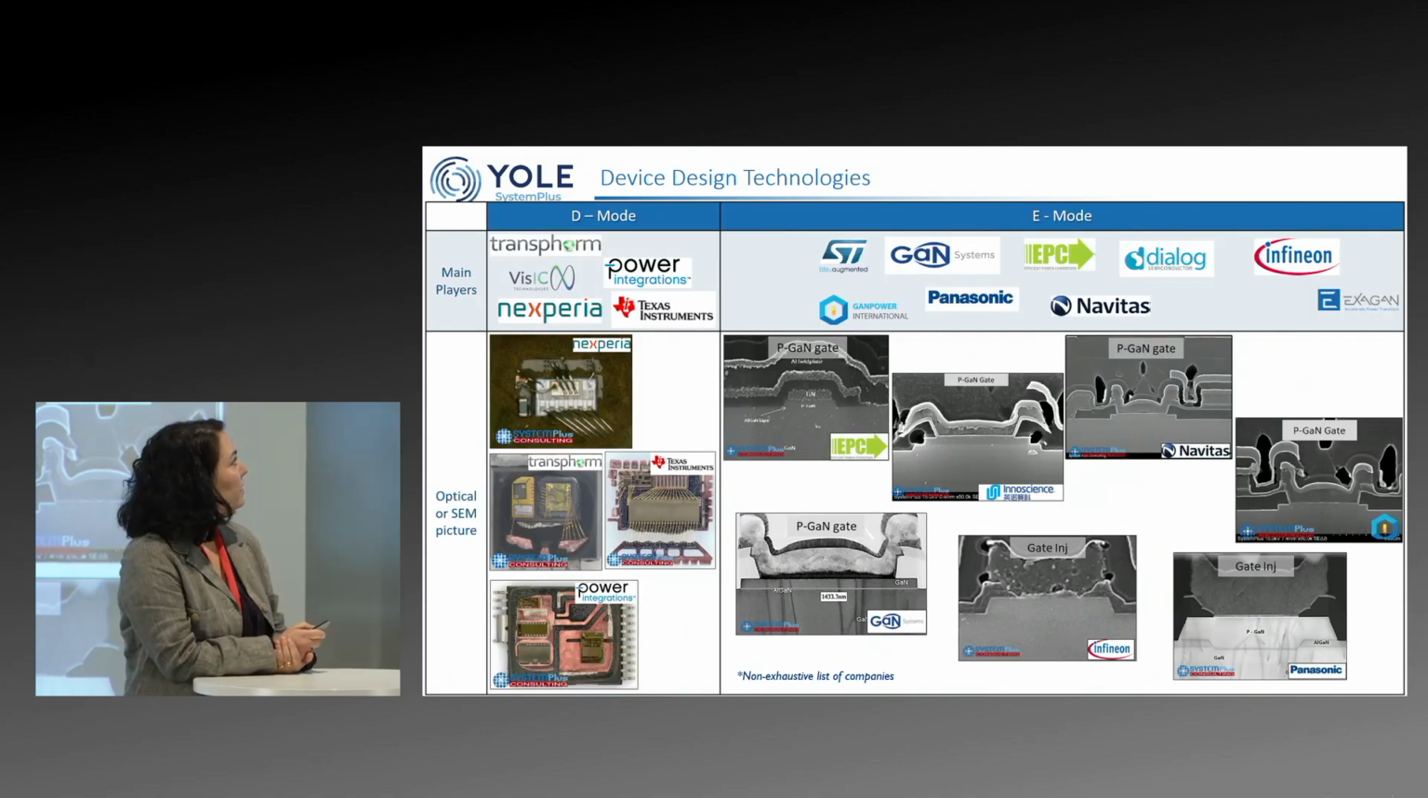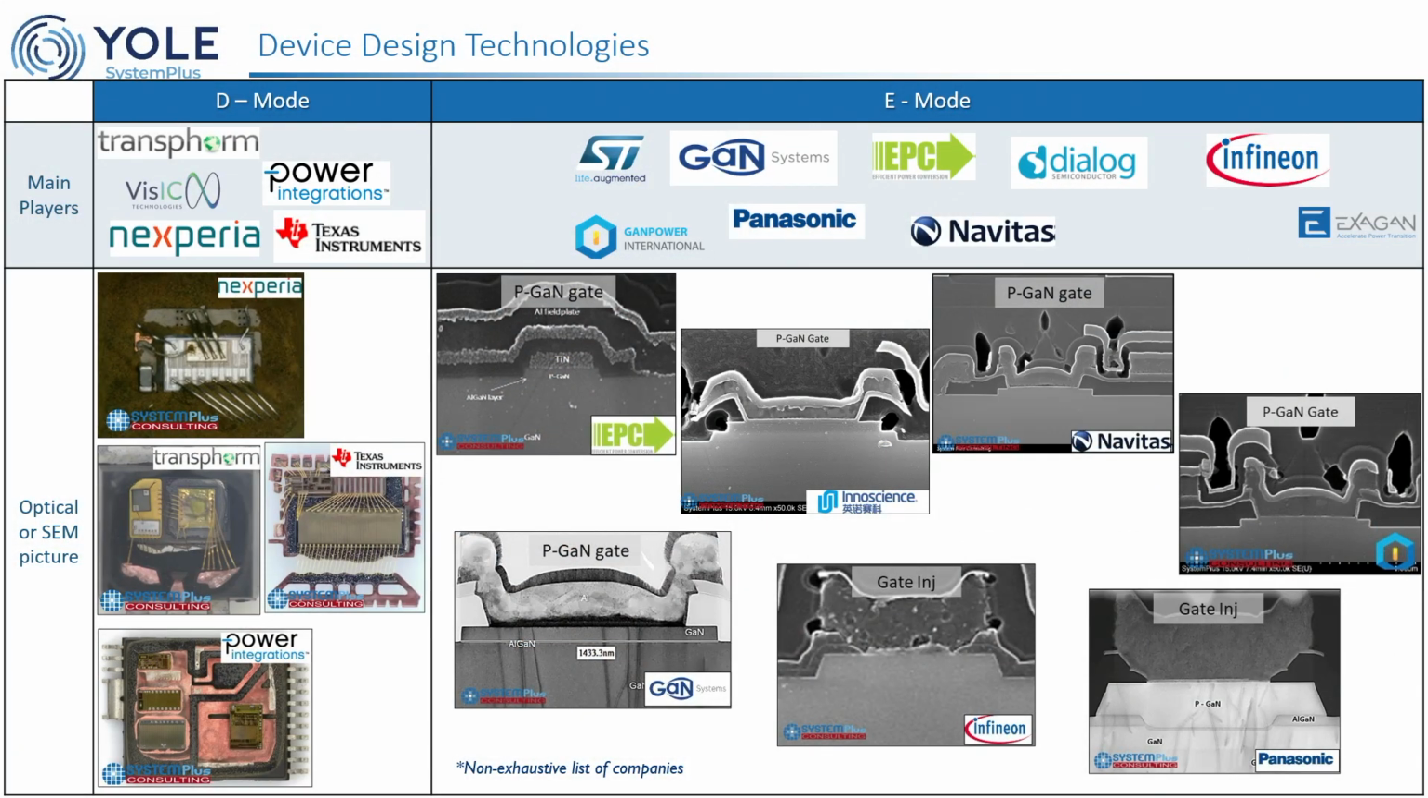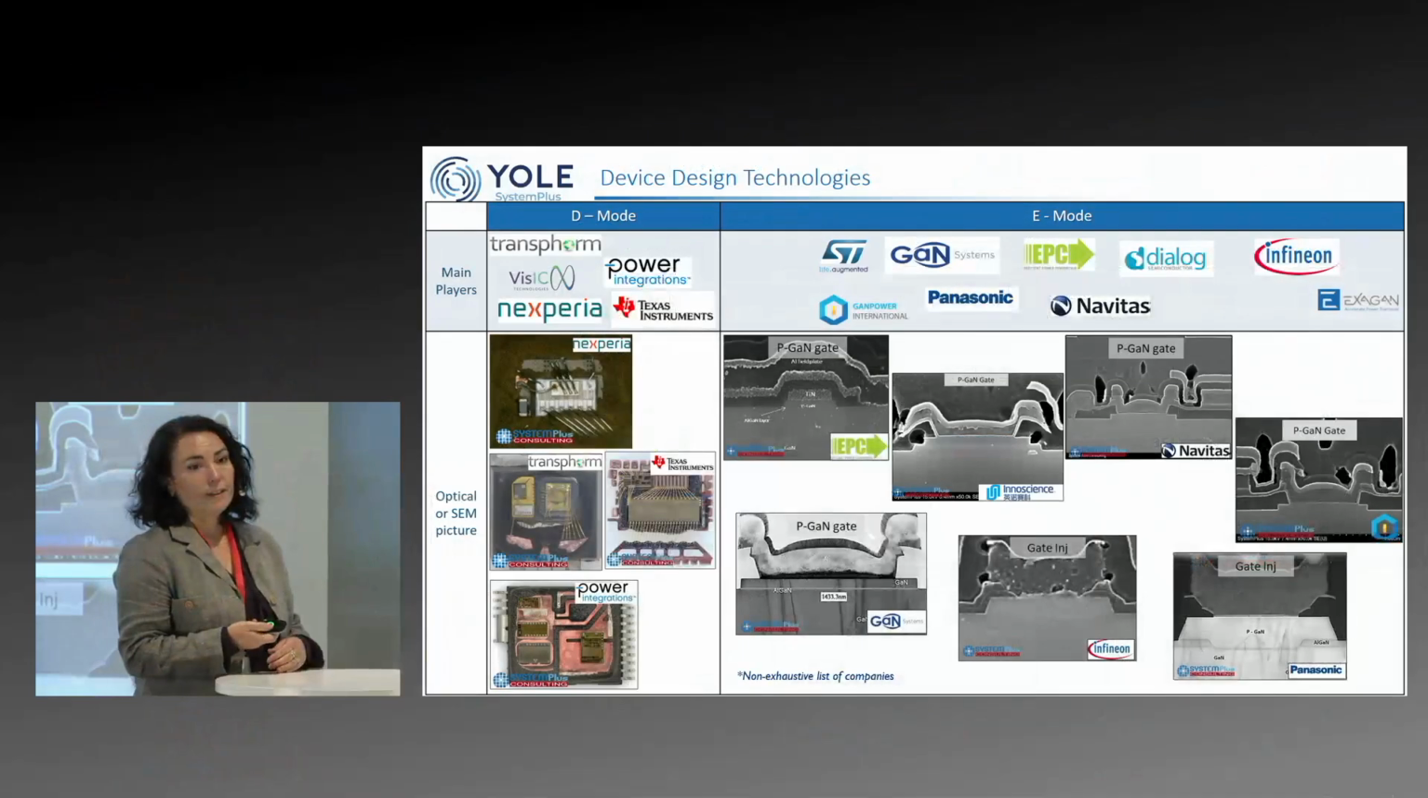Again, the device design technologies: D-mode or E-mode. Here you have some examples of the structures. I mainly highlight the gate because it's where everything is happening. So P gate or gate injection, gates for different players, and then you have the type of integration. D-mode is mainly a cascode, so you need a MOSFET that keeps the device off.